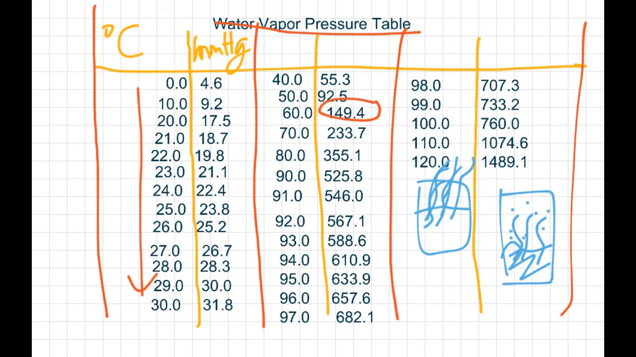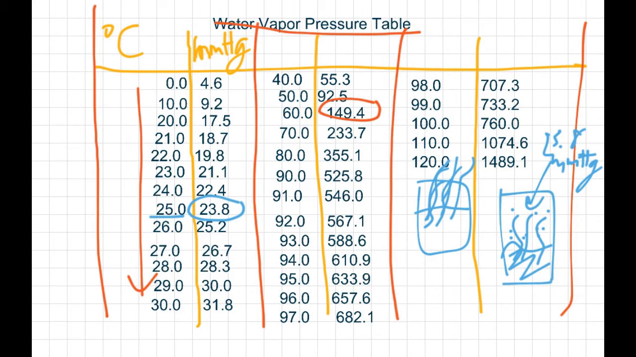So for example, if this container was kept at, let's say, 25 degrees Celsius, then the water will want to keep on evaporating until it reaches a partial pressure of 23.8 millimeters of mercury. And once it reaches 23.8 millimeters of mercury, then evaporation will stop and the system will reach equilibrium, which means that it won't want to evaporate anymore.